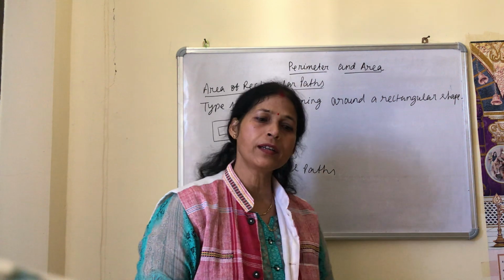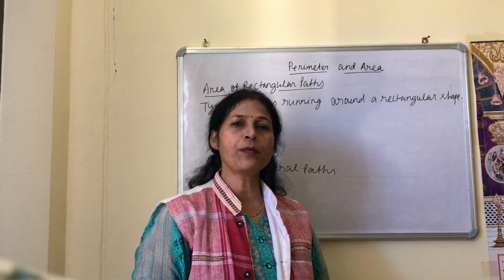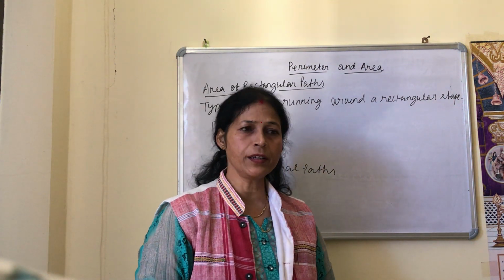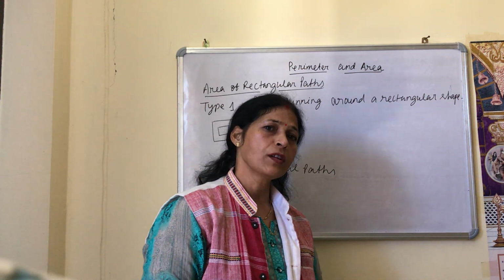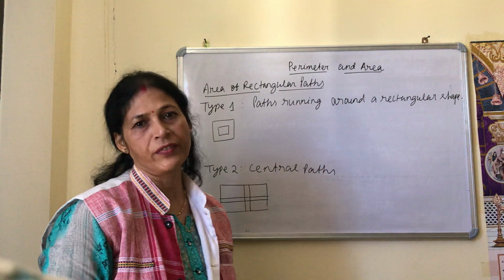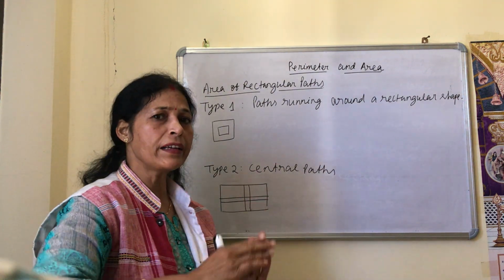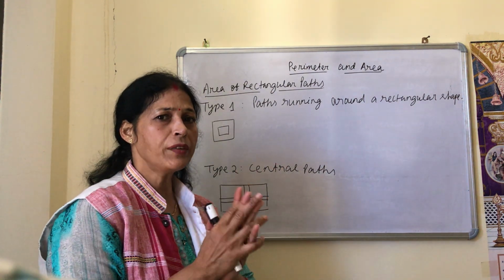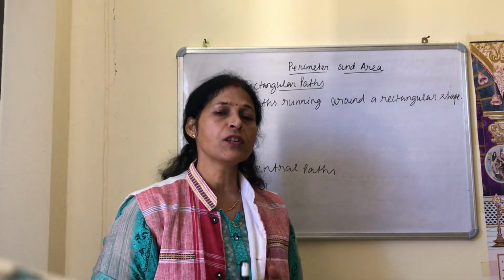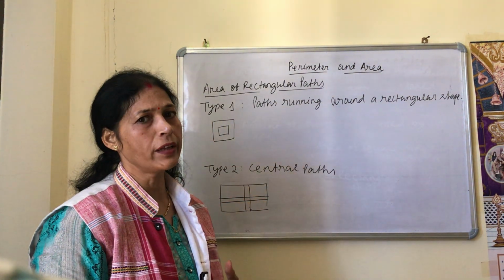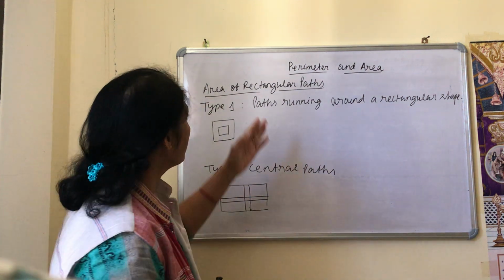You know earlier the area of rectangle and square. Clear? So now you have to find out the areas of rectangular paths. Suppose one rectangular field is given, and inside and outside of the field there is a path of 2 meters width. So you have to find out the area of the path. So these are the two types.